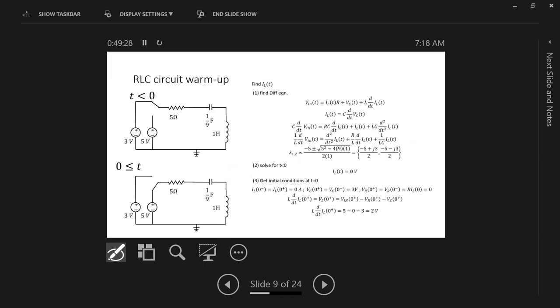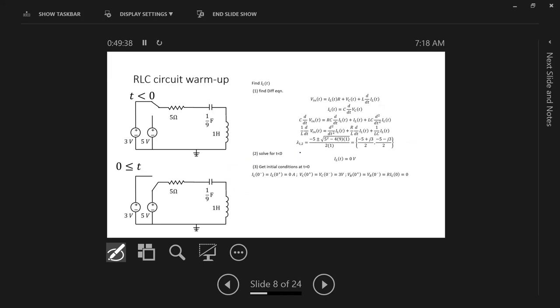Question? Yeah. From the first line to the third line, how do you go from VC of t to IL of t? Okay, so here I just took the derivative and multiplied by C. So this becomes a second order derivative times C. This becomes a first order derivative times C, but that's just equal to IL. So this becomes IL. And then this becomes a first order derivative times C. And then on the left-hand side, I have the first order derivative. So that's how you got rid of that variable.